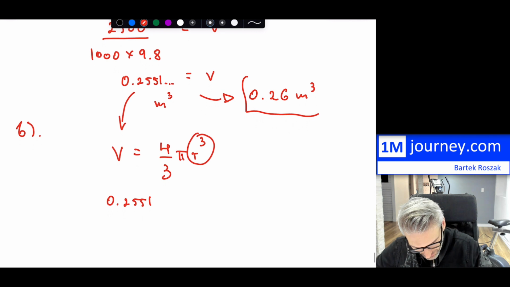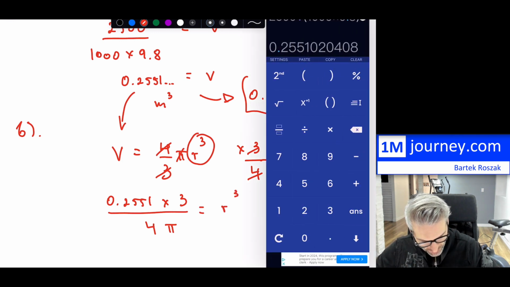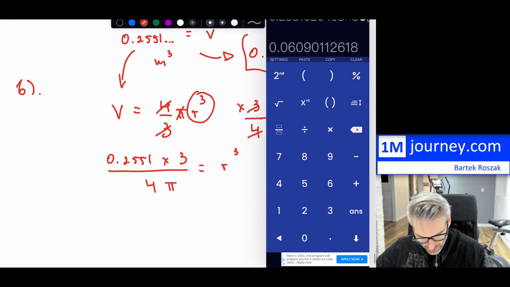And now we're going to have to solve for r cubed. Be careful, because you're going to have to solve this formula. Notice we're going to be multiplying both sides by 3 to get rid of the 3, dividing both sides by 4 to get rid of the 4, and dividing both sides by pi to get rid of the pi. That's going to give us r cubed. So let's see what that gives us. Answer times 3 and divided by 4 pi equals. All right, so that's what we have there.